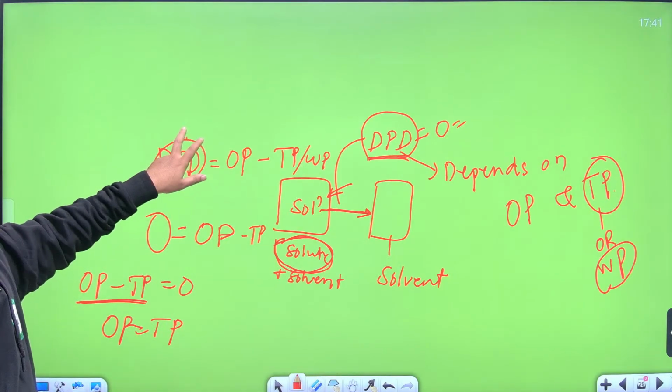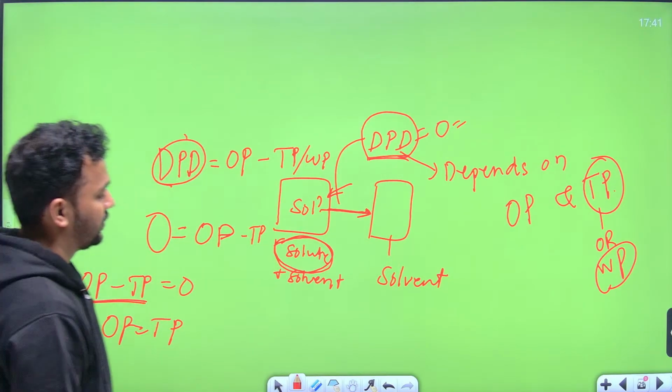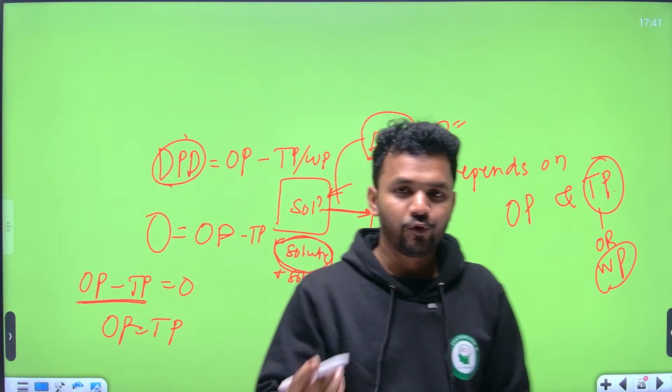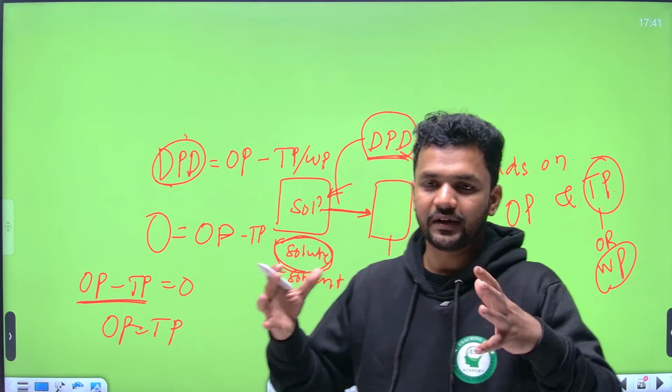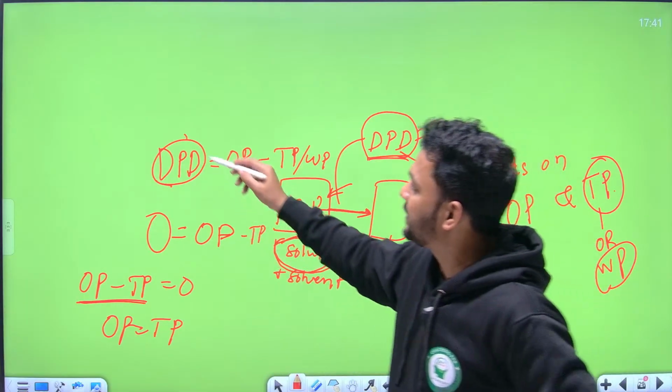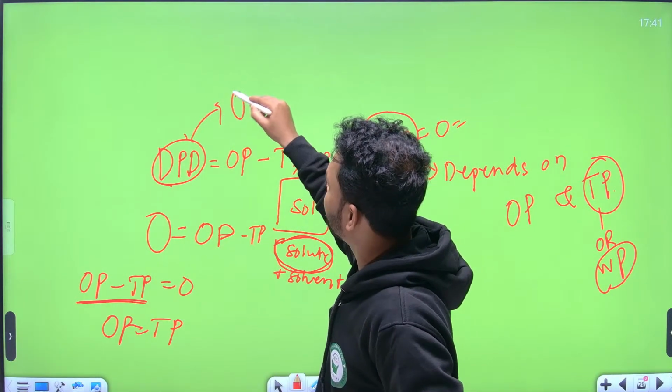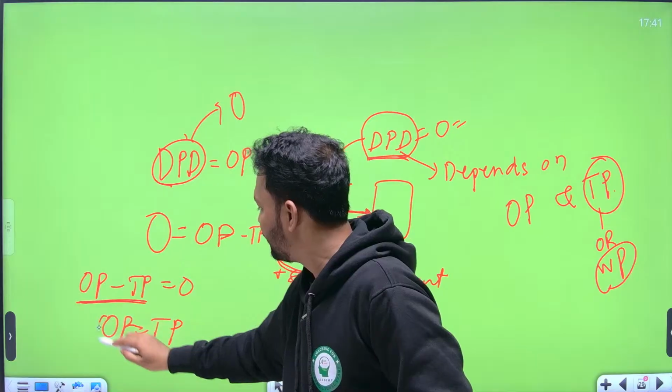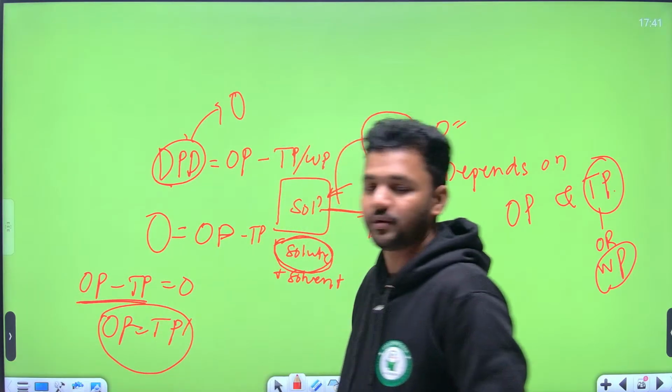And when DPD is equal to 0, in fully turgid cell, there is no place to take more water. So in case of turgid cell, DPD equal to 0. So in turgid cell, OP, osmotic pressure, is equal to turgor pressure.